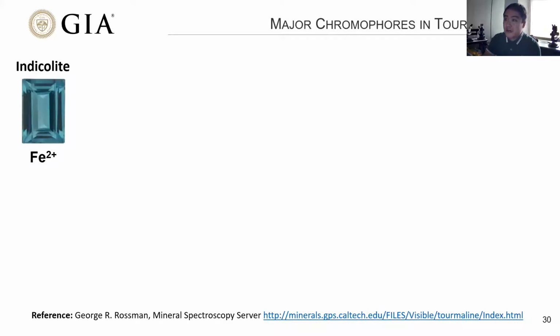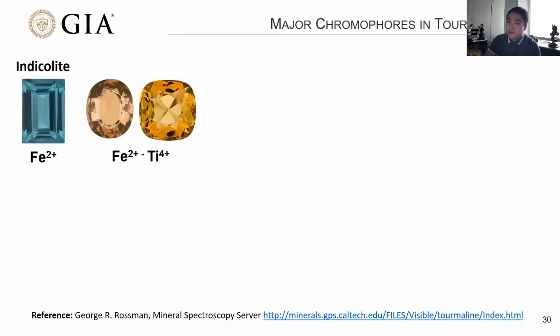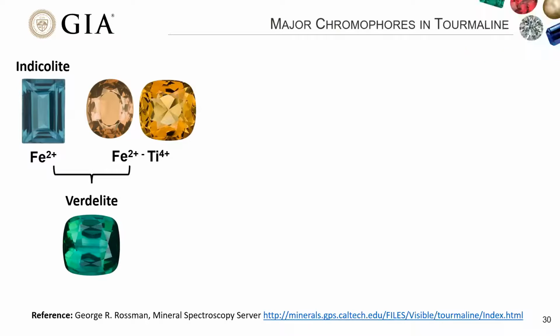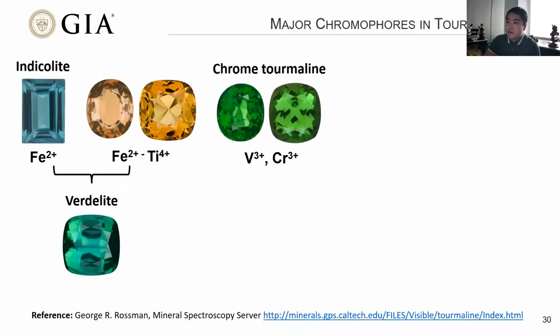Iron 2+ causes a blue color in tourmaline called indicolite in the trade. Iron 2+, titanium 4+ intervalence charge transfer causes brown to orange in dravite or uvite tourmaline. The combination of iron 2+ and an iron-titanium pair causes green color in tourmaline called verdelite in the trade. Vanadium 3+ and chromium 3+ can cause a bright yellowish green to deep green color in dravite tourmaline. This type of tourmaline is called chrome tourmaline in the trade.